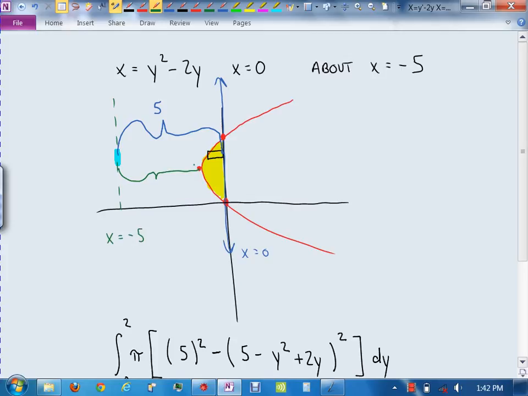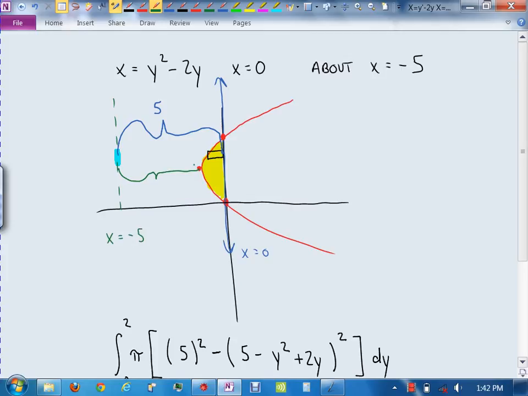Did you subtract the function? I did 5 minus the function. That's not right. What you told me to write is correct, but 5 minus the function is not correct. Why not? The function takes on negative values over here, doesn't it?